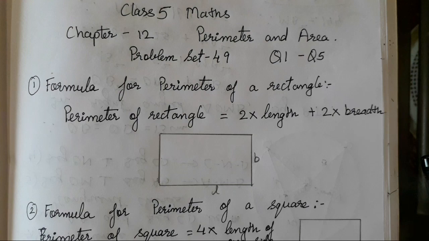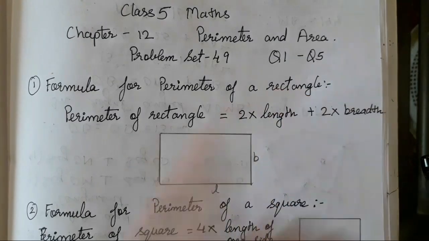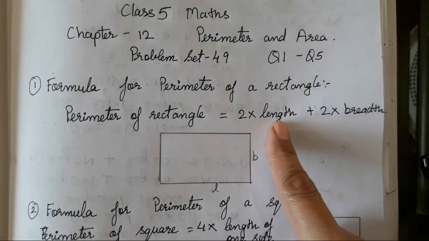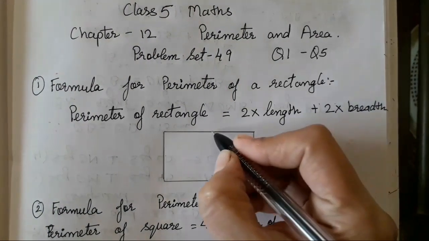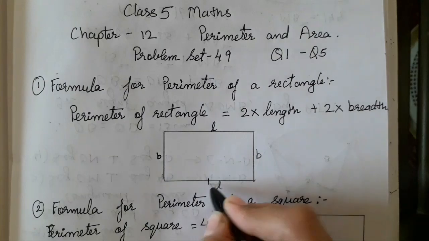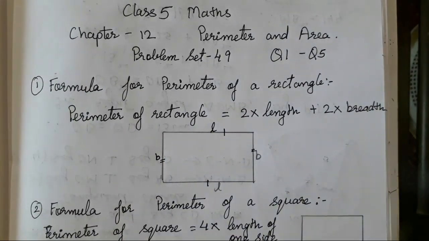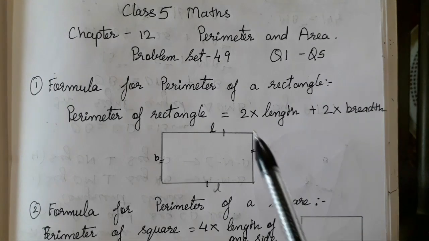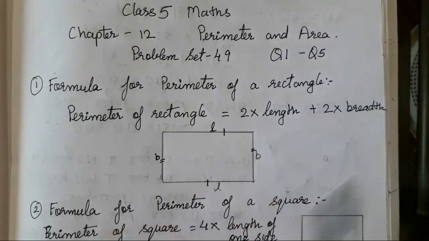Okay, so in today's video we are going to revise two formulas. First, the formula for the perimeter of a rectangle, which is 2 into length plus 2 into breadth. So why are we taking 2? Because in a rectangle both the opposite sides are equal, so this side is equal to this side, and this side is equal to this side. That is why we have to take 2 into length plus 2 into breadth.